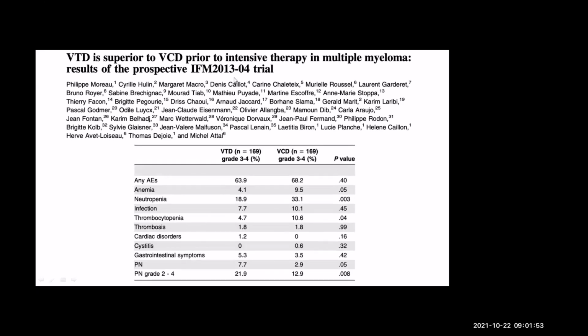There is a toxicity difference. For example, VTD's main toxicity is neuropathy, while VCD's is myelosuppression because of the cyclophosphamide. So you should keep that in mind.